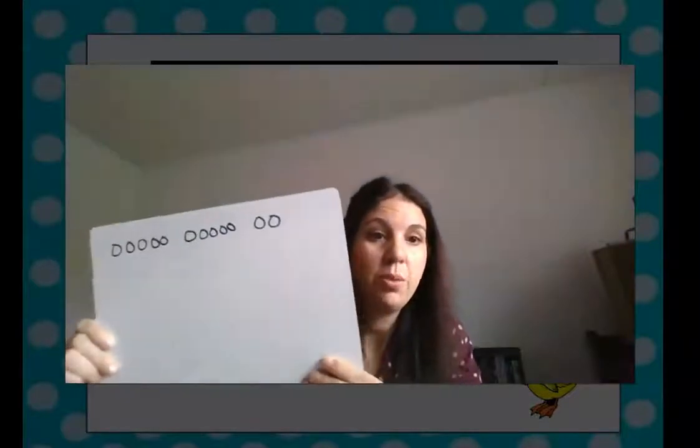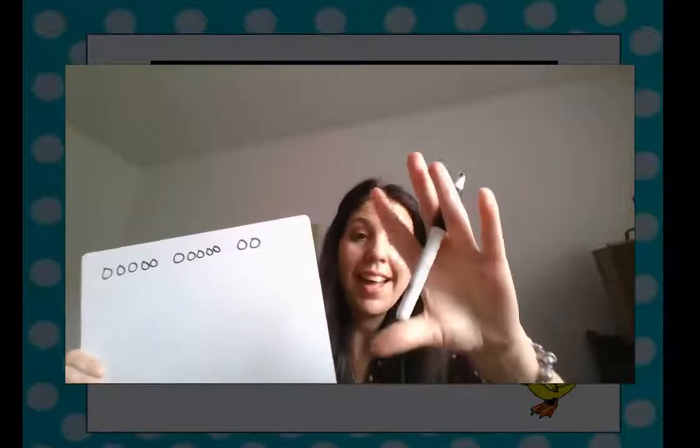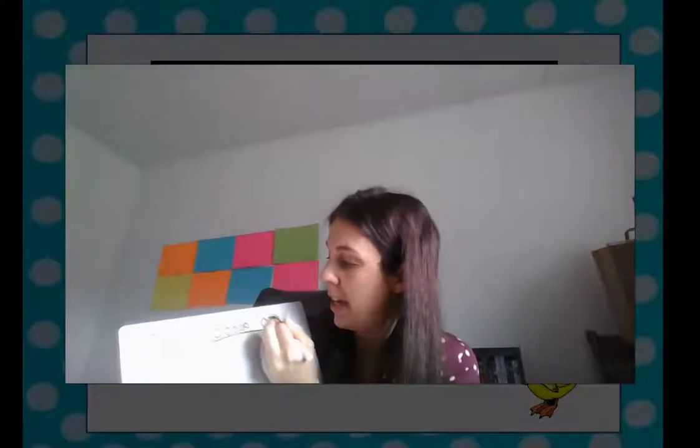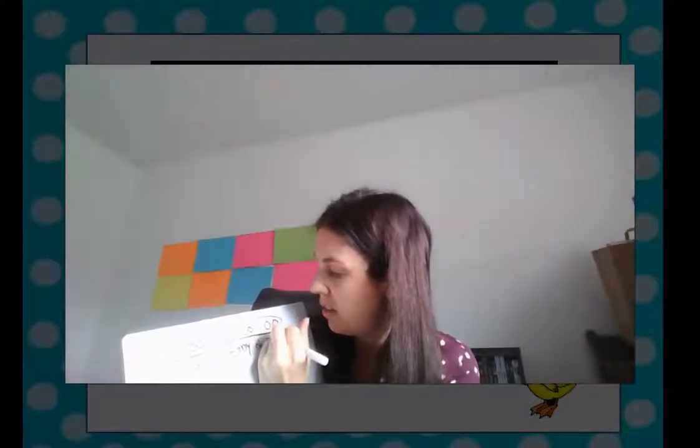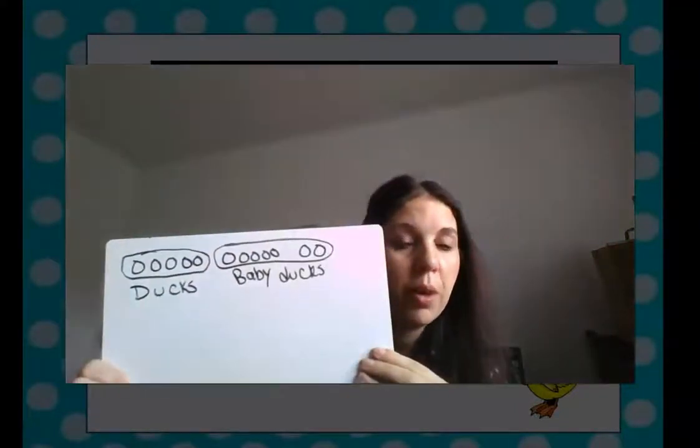12 circles. Go ahead, draw your 12 circles on your paper. 1, 2, 3, 4, 5, 6, 7, 8, 9, 10, 11, 12. You have 12? 12 circles. And 5 were there. There were 5 ducks. These were the ducks. And the rest are the baby ducks. Baby ducks. We'll probably even just write baby if you wanted.